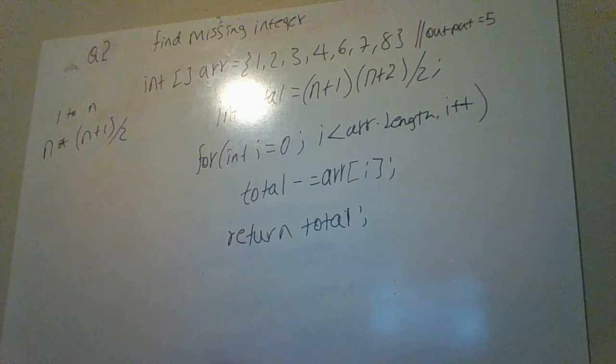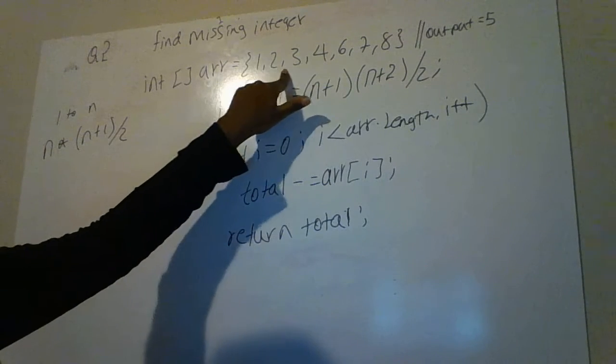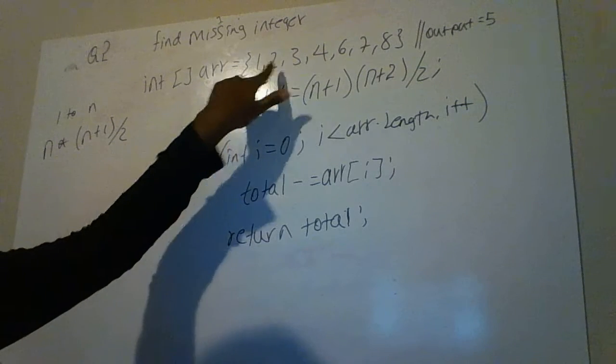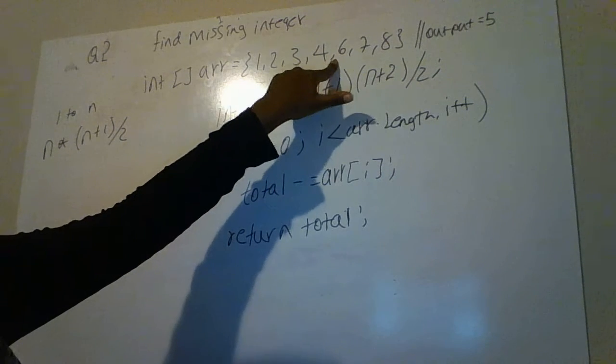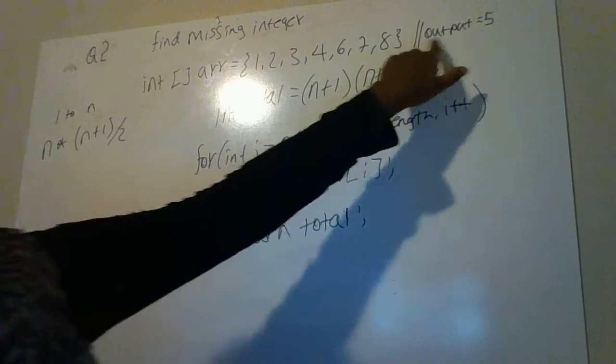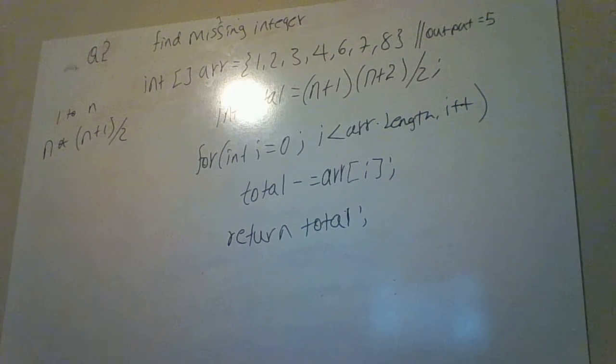Okay, I have question number 2 now. Question number 2 is we are asked to find the missing integer. For example, if we were given an array like 1 to n, like we have here, we have 1, 2, 3, 4, and then it skips 5 and then goes to 6, 7, and 8. So we are asked to find what the missing number is.